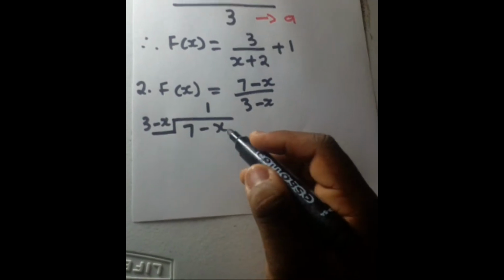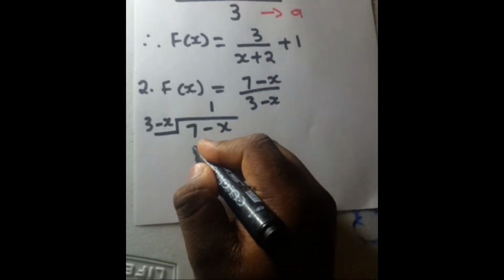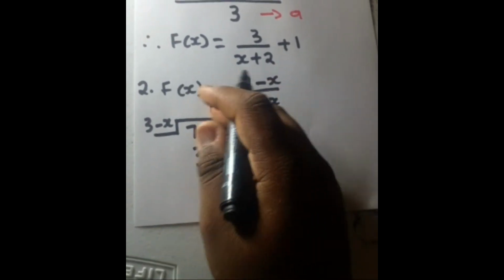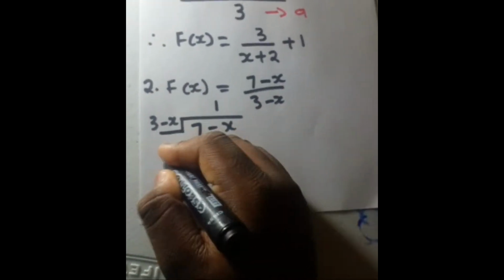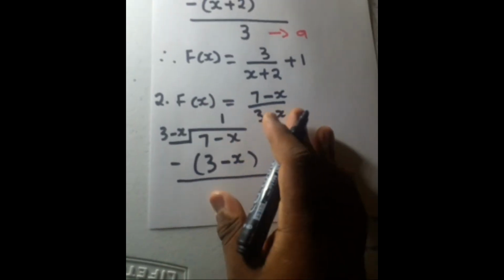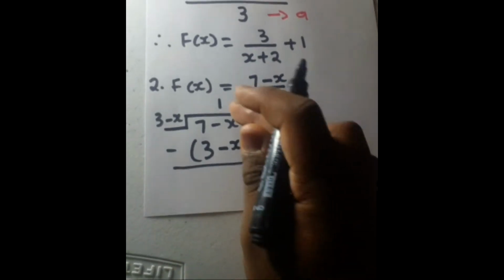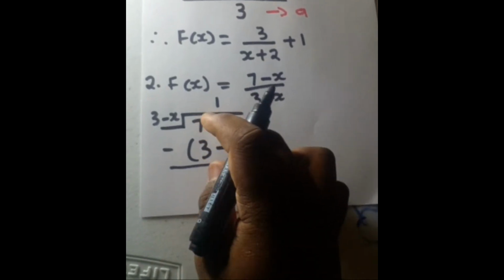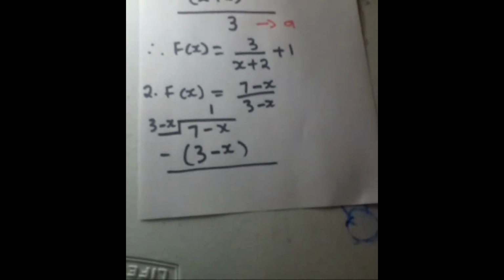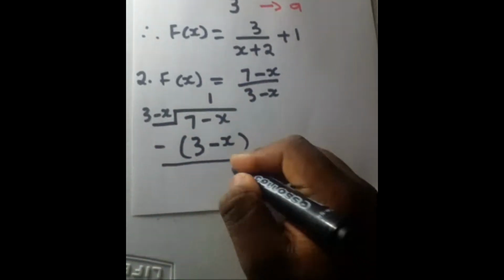And then you will say, 1 times 3 is 3. 1 times negative x is negative x. Then you subtract. And then check something: a negative and a negative is a positive. So negative x plus x is 0, and then 7 minus 3 is 4.